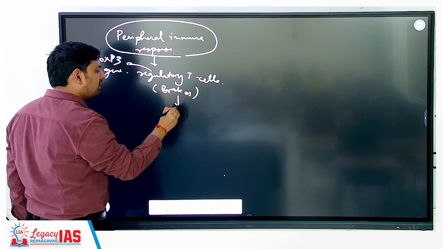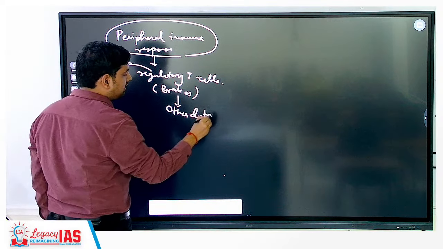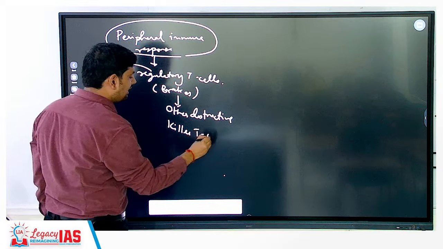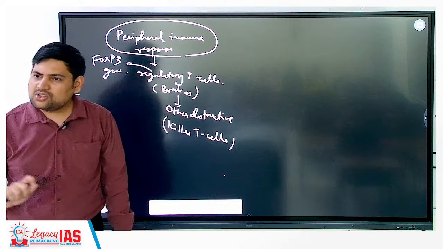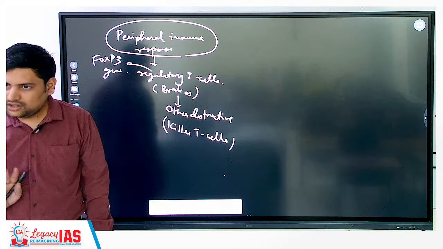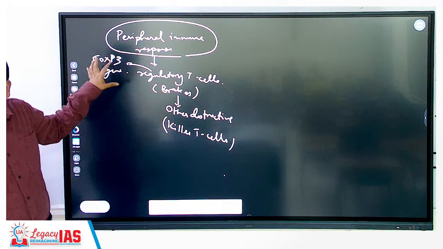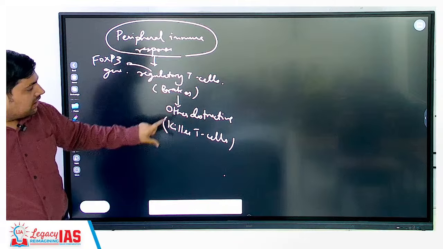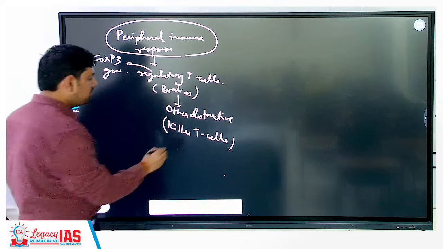ये brakes किस पे लगाते थे? Other destructive or killer T cells. Why brake क्यों लगाते थे? To save the non-infected or good cells. Correct? This was the entire thing. Now, if you have a defect in this gene, then this also gets defected. Then what will happen? These other killer T cells will start affecting your good cells also.